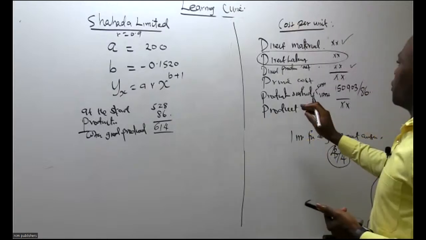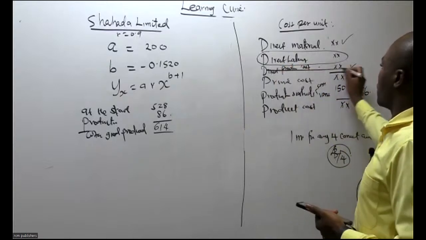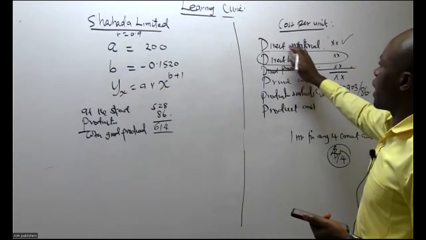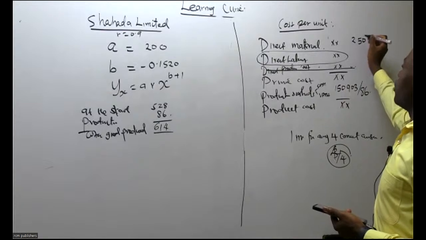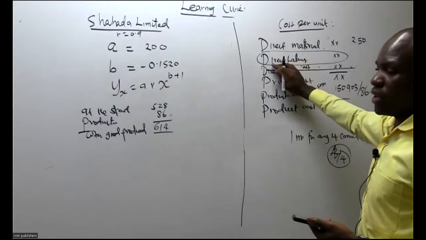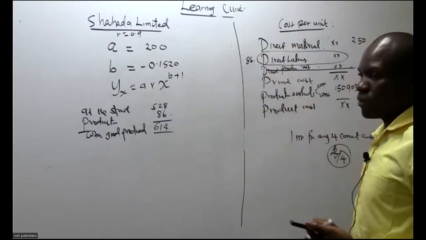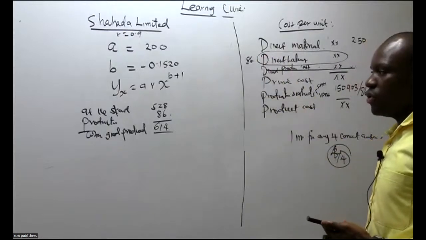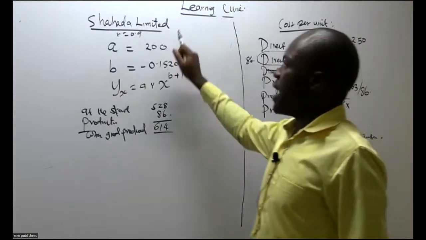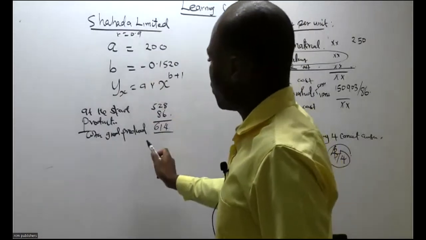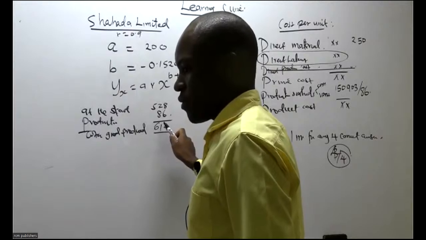When I come to direct material, it is not there in our question, so you're not going to deal with it. Direct material, we have been given 250 per unit. So direct labor is what we need. But the units produced in that particular period, 86. So what do we need to do? We need to apply the learning effect for us to get the time taken to produce the 86 units.